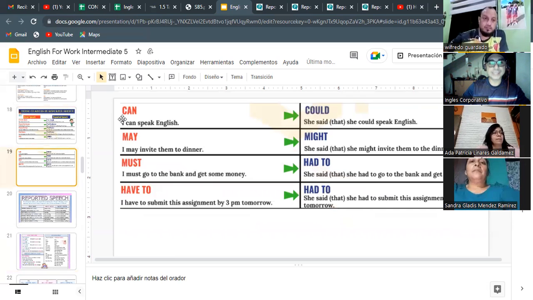We can use can for reported speech. If we use can, we're going to change that to could. For example, I can speak English. She said that she could speak English. That will be it. That is it.